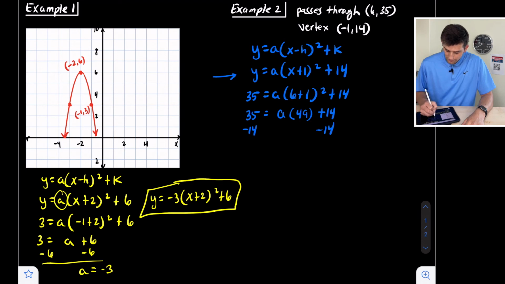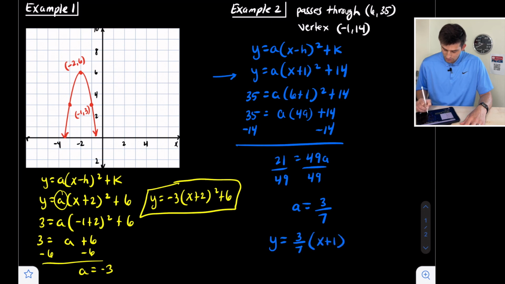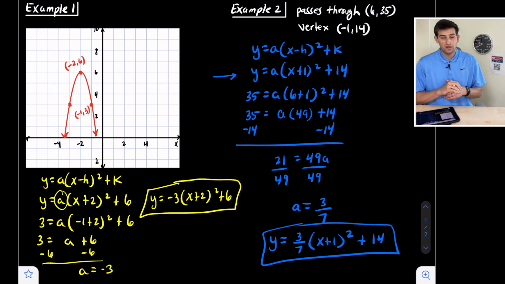So if we subtract 14 from both sides, we get 21 is equal to 49a, and now let's divide both sides by 49. So now we get a is equal to 21 over 49. Those are both divisible by 7, so we can reduce that fraction to 3 over 7. So our final equation would be y equals 3/7 times (x plus 1) squared plus 14. Okay? And that's how you can write the equation of a parabola given a point on the parabola and the vertex.